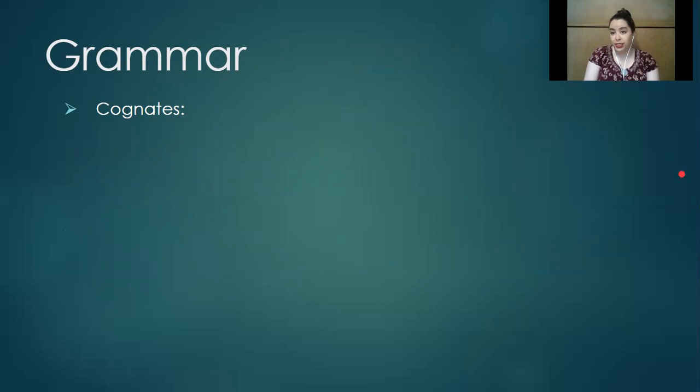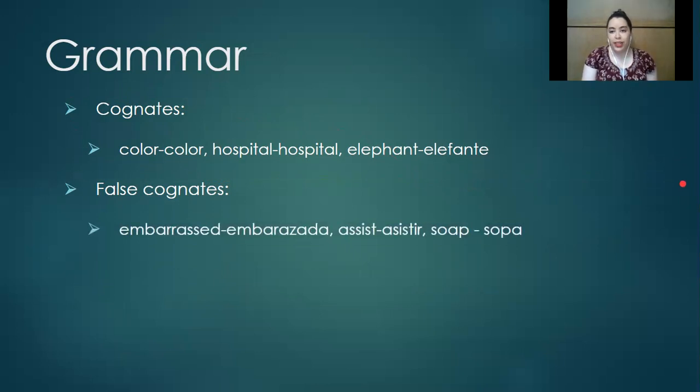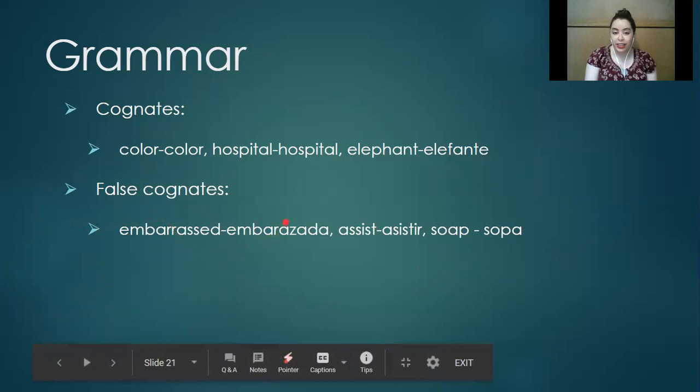As we'll see in the next slides, there are similarities and differences in some grammar. First, cognates are words that are the same or similar in different languages. So color in Spanish is color, hospital is hospital, and elephant is elefante. There are also false cognates. Cognates would be positive transfer, obviously, and false cognates would definitely be negative transfer because they are words that sound similar but mean totally different things. So embarrassed is not actually embarazada. Embarazada means pregnant. So you don't want to confuse those two.